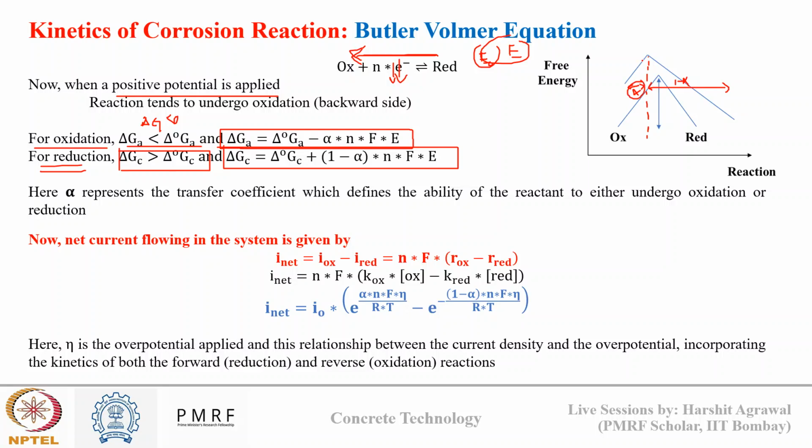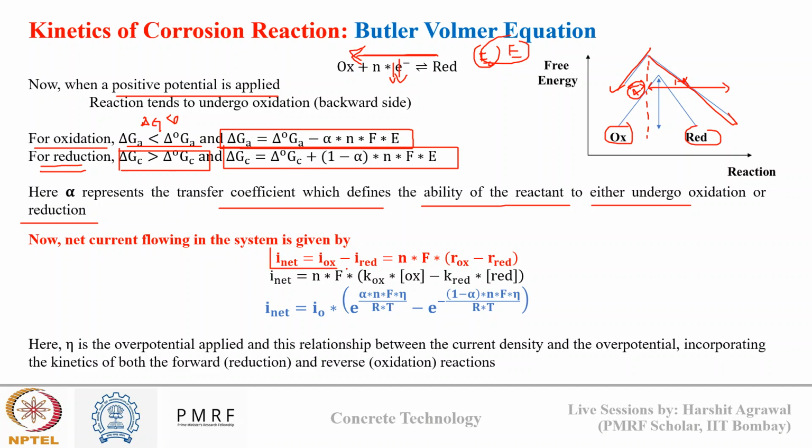Now since my oxidation is more spontaneous, alpha will be lower. The transfer coefficient that defines the ability of a reactant to undergo oxidation or reduction will be lower for oxidation, so that oxidation is preferred over reduction. So there will now be a net current in the system, since both oxidation and reduction are not happening at an equal rate.